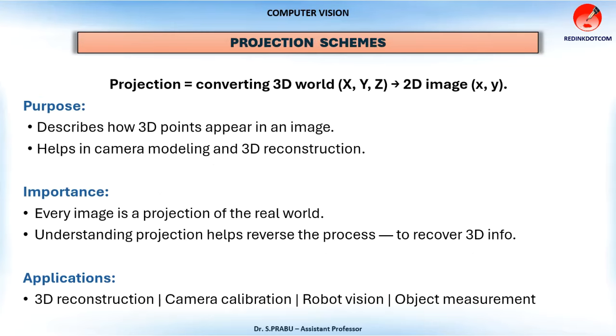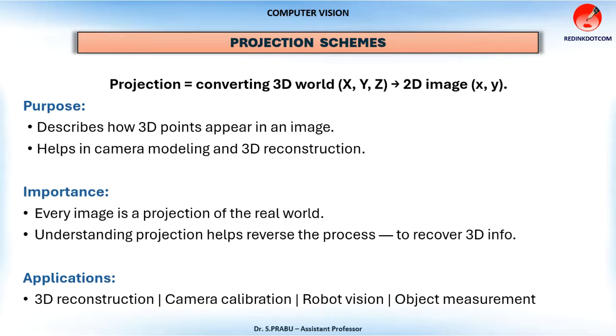Now let's talk about projection schemes, one of the core concepts in computer vision. Basically, when we capture a 3D scene using a camera, it becomes a 2D image. This process is called projection. So, every photo you take is actually a projection of the real world onto your camera's sensor.